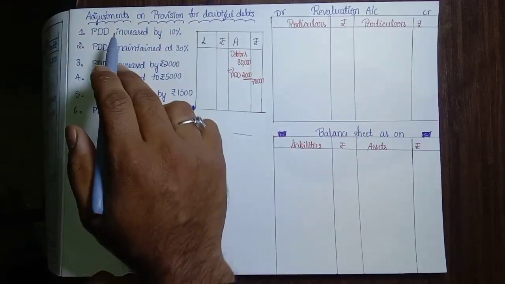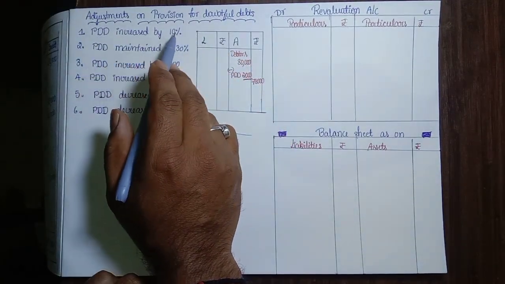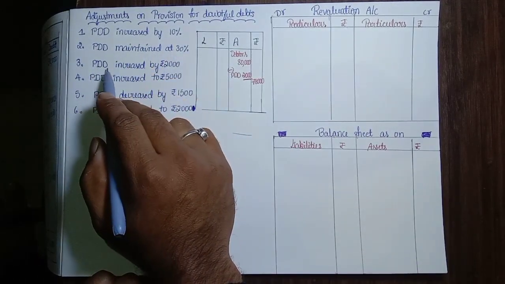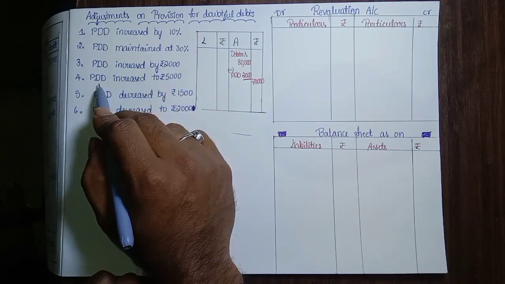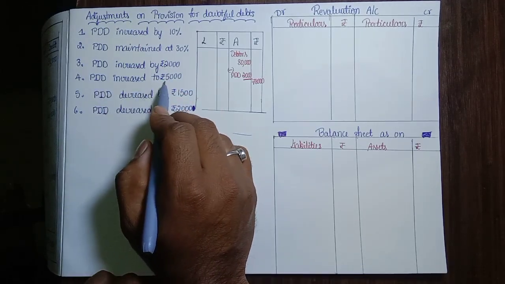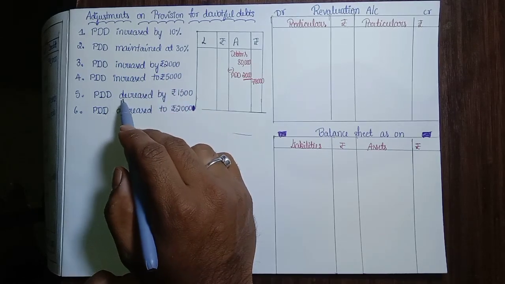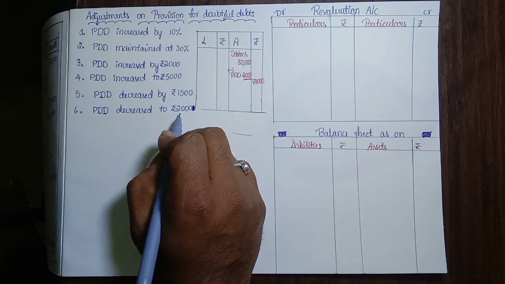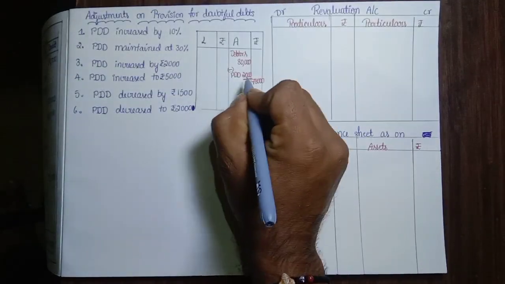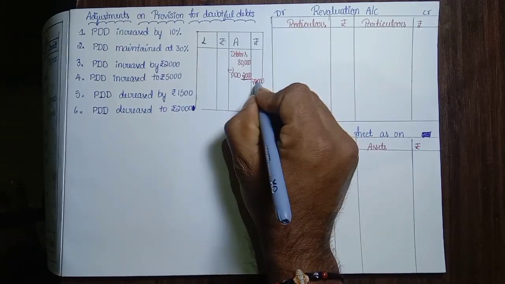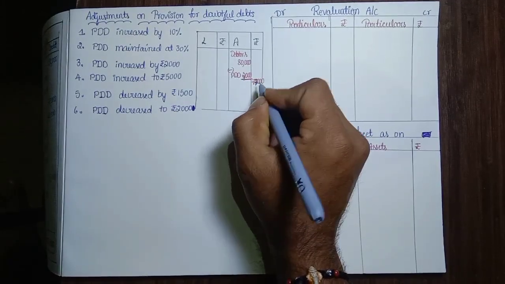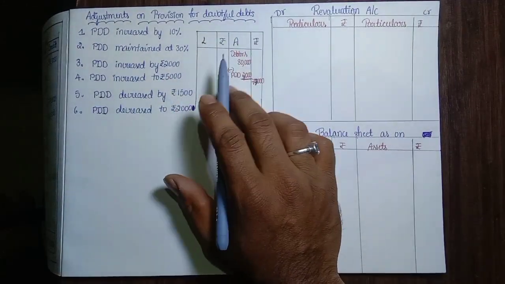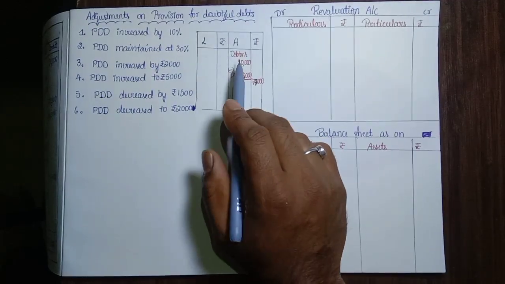So, here I have taken many adjustments which may appear in your board exams on provision for doubtful debts. One is provision for doubtful debts increased by 10%. Provision for doubtful debts maintained at 30%. Provision for doubtful debts increased by 2000 rupees. Provision for doubtful debts increased to 5000 rupees. Provision for doubtful debts decreased by 1500 rupees. Provision for doubtful debts decreased to 2000 rupees. So, like this, we will get questions on adjustments on PDDR.